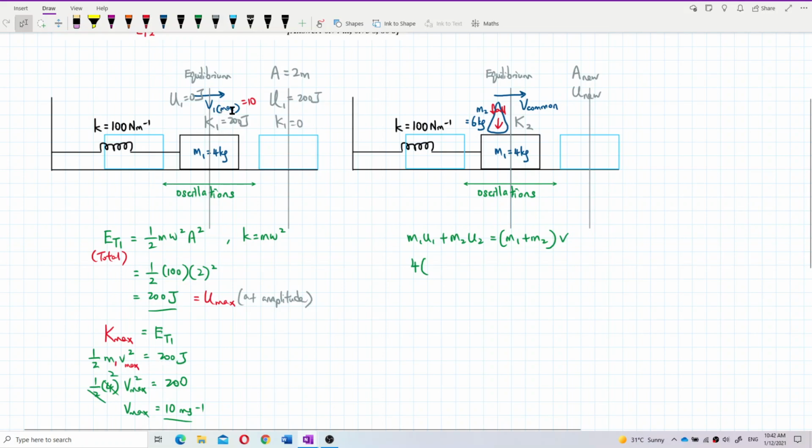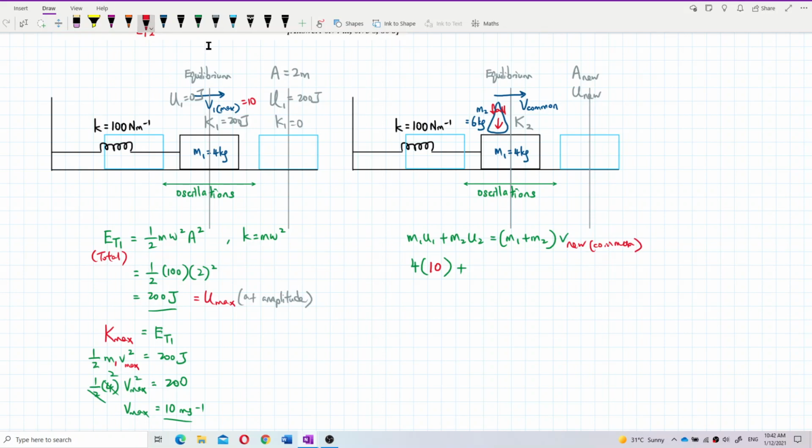Okay, it's 10. So this 10 is the initial velocity here before collision. Before collision, we can put 10 over here. This is 10, before collision. Now mass 2 drops onto it. It becomes a new common velocity.